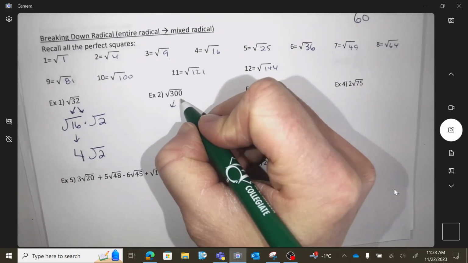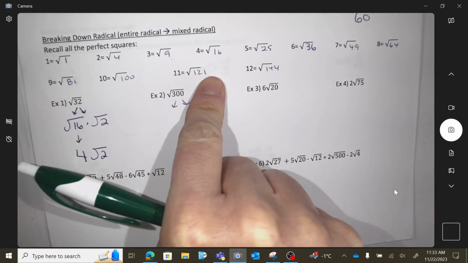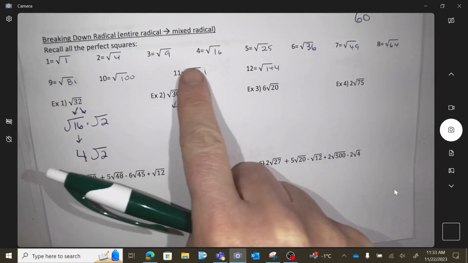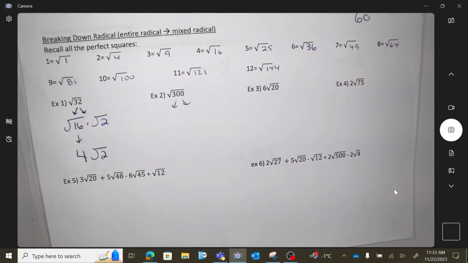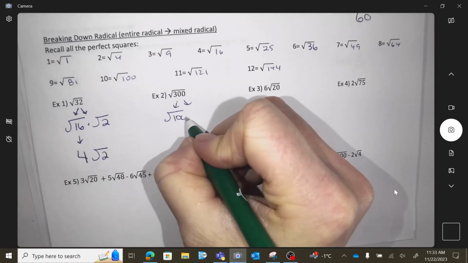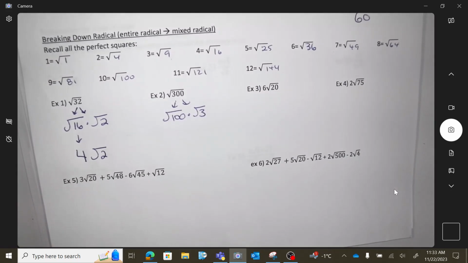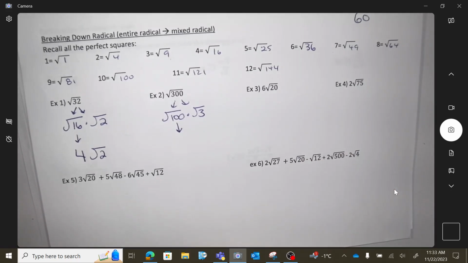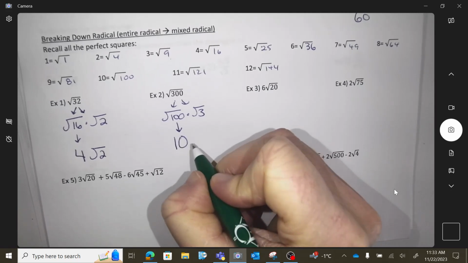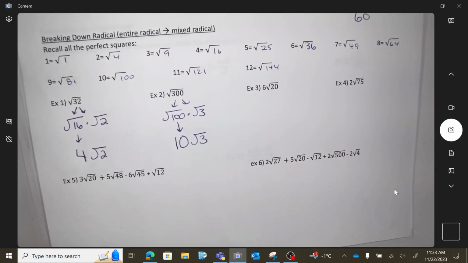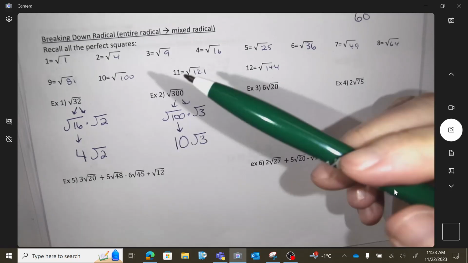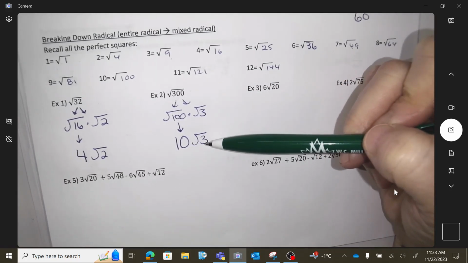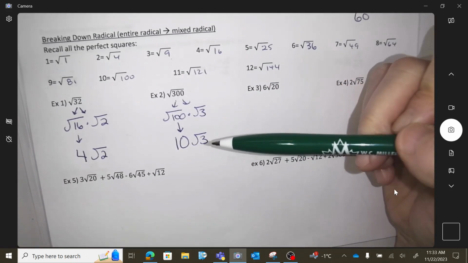Okay. Can you pick a number up here? 300 is divisible by which? 100. 100 times 3 is 300, so therefore root 100 times root 3 is root 300. Then, what is the square root of 100? 10 root 3. Okay, so this is called an entire radical, and this is called a mixed radical. Something you did exactly in grade 10.